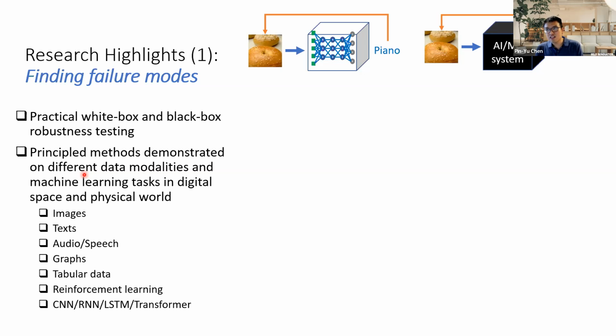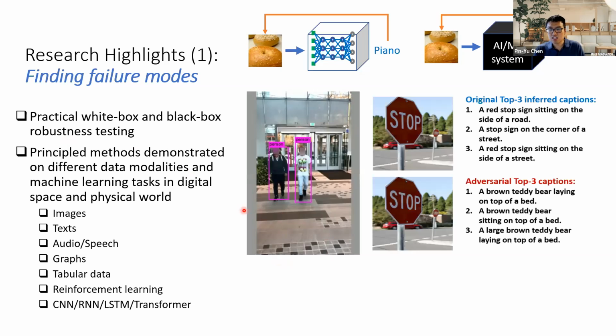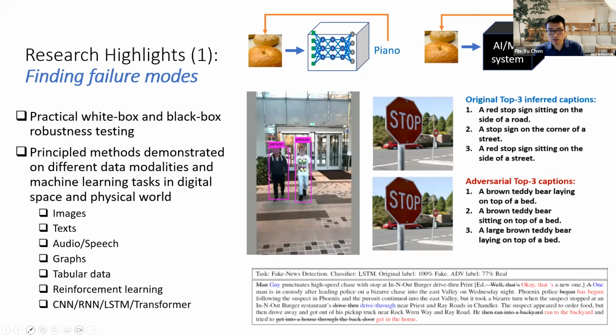So over the years we have put a lot of effort to design and implement a lot of practical robustness testing tools to evaluate the empirical robustness of different data modalities and different machine learning models developed over time. And finding failure modes also depends on whether the model under testing is a white box model or a black box model. And this testing also spans both digital space and physical space. So this is one example of a physical adversarial T-shirt that I just mentioned. Let me play it. I think I can play the video.